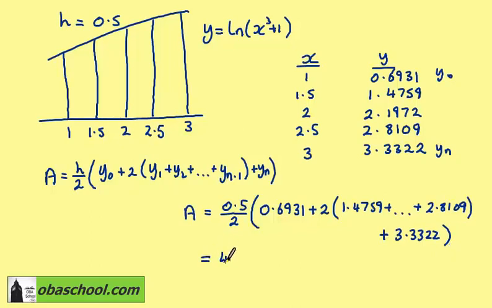This calculates to give 4.248, correct to 3 decimal places. We can give this answer to 3 decimal places since we stored the intermediate calculations to 4 decimal places.